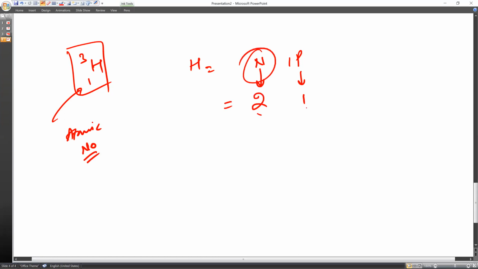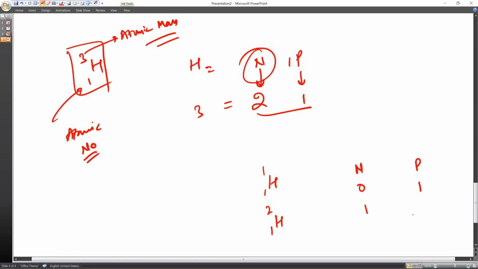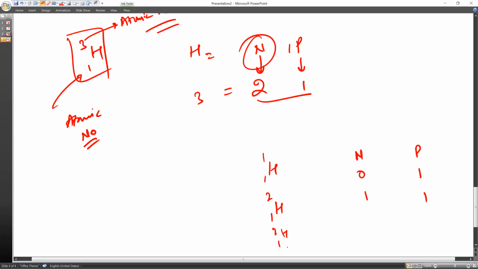That's why 2 plus 1 is 3. That is the atomic mass. Okay. So when we have hydrogen 1 and 1, it has 1 proton and 0 neutron. When we have 2 and 1, we have 1 neutron and 1 proton. And when we have 1 and 3, whatever number is written here is equal to the proton. The difference of the top and the lower one is always equal to the number of neutron.